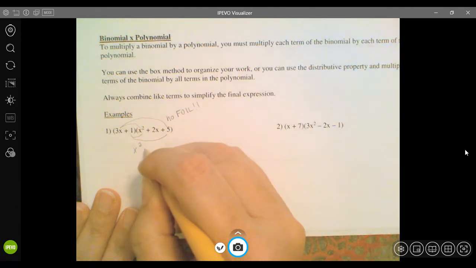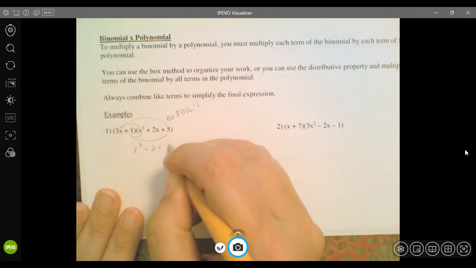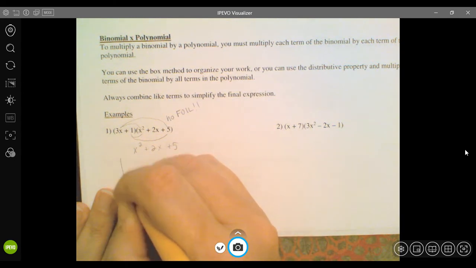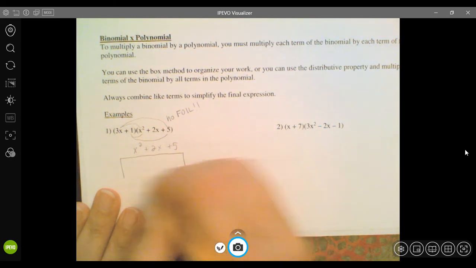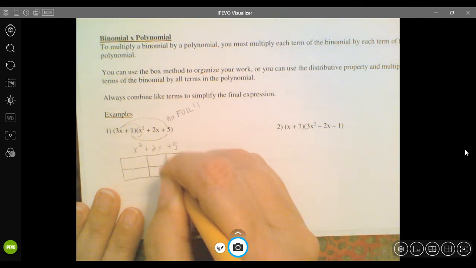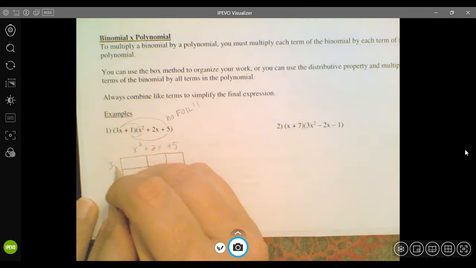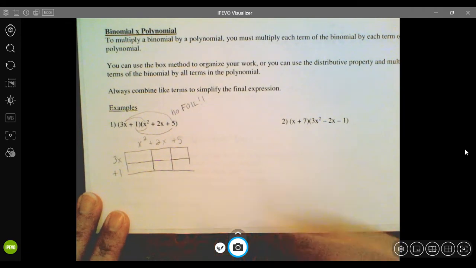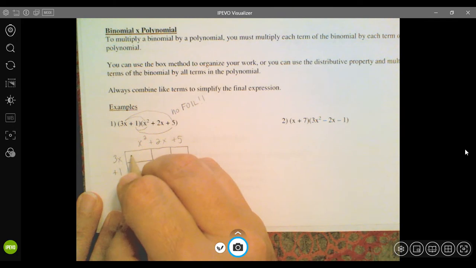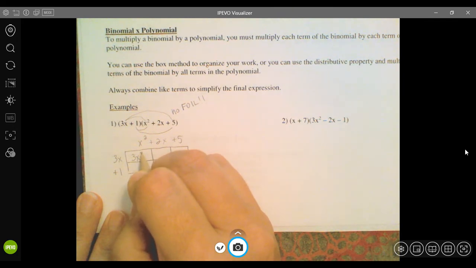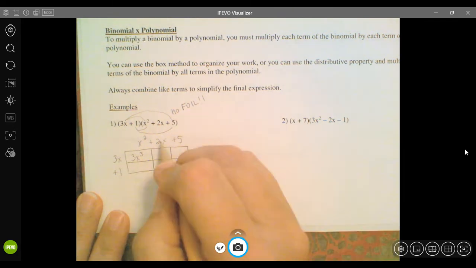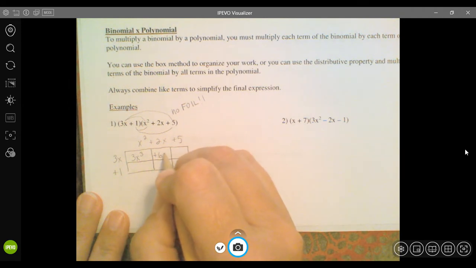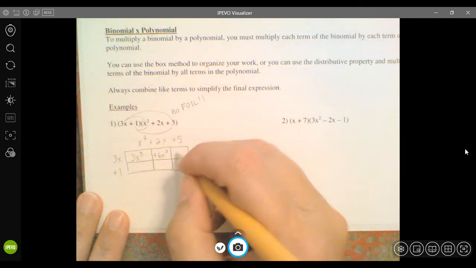I've got x squared plus 2x plus 5. And I'm going to multiply that by 3x plus 1. And now I do what I've done previously. 3x times x squared is 3x cubed. 3x times 2x is 6x squared. 3x times 5 is 15x.